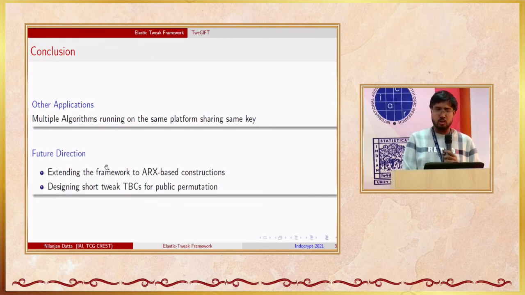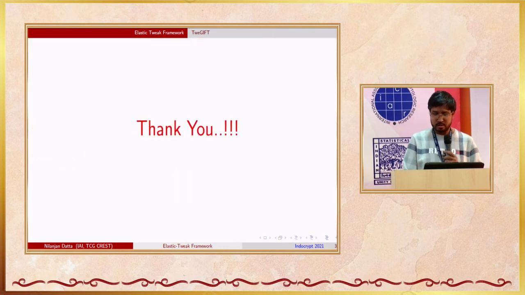And this elastic tweak framework, we have constructed it for SPN based structures. So extending it to ARX based constructions, and designing short tweak TBCs for public permutations, may be some good future direction problems. So that's all. Thank you very much.